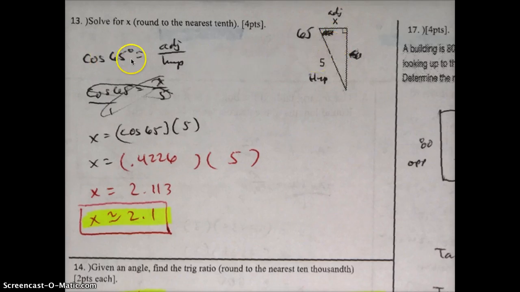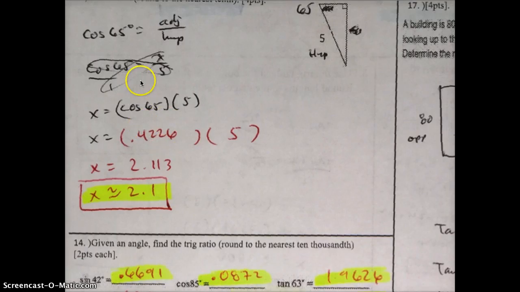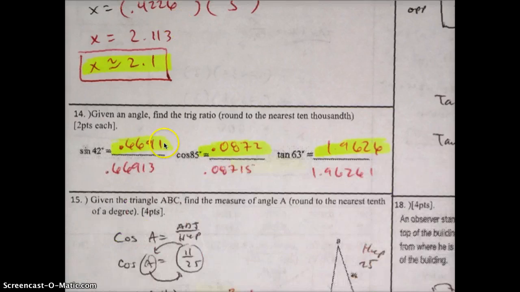You're going to have cosine of 65 equals your adjacent over your hypotenuse. Your adjacent is x. Your hypotenuse is 5. You're just going to cross multiply, so 5 times cosine of 65. And you have 1 times x, which is just x. If you multiply those two numbers together in your calculators, you'll get approximately 2.1. Remember, now it says round to the nearest tenth. In these problems, if you just found the correct trig ratio, if you knew it was cosine, it gave you 2 out of 4 points for free response.